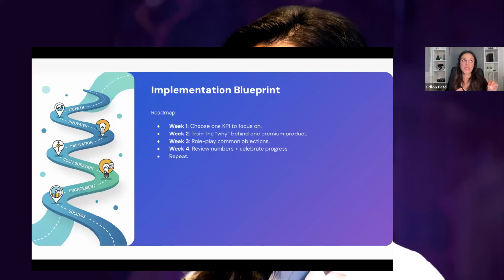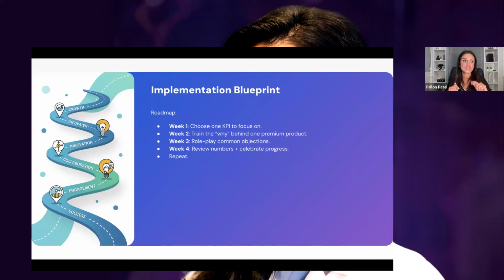Next, train the why. In week 2, start going through with your team, start training the why behind that one premium product and why this is very, very important. Start role playing and get them to answer why they think this is important. Explain the why, get them to relay the message back to you. Week 3, role play common objections. This is the consistent stuff that needs to be done, 15 minutes, right? Every week, role play with somebody.